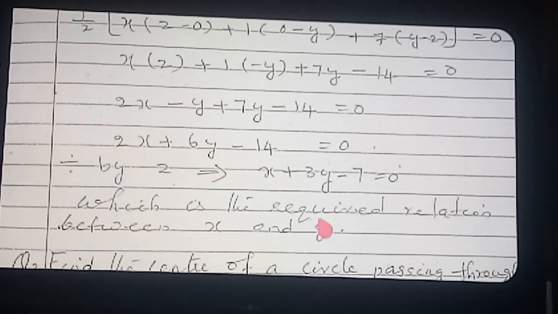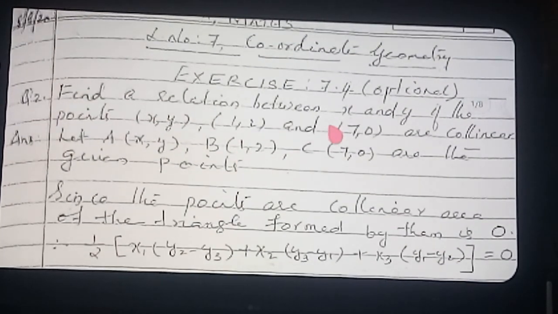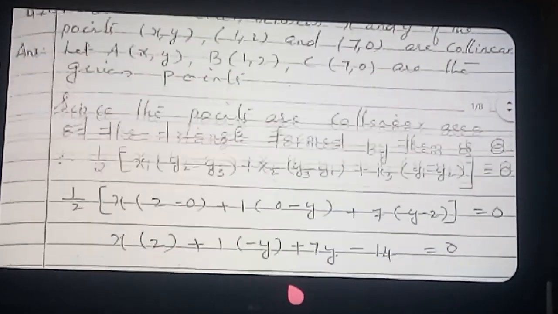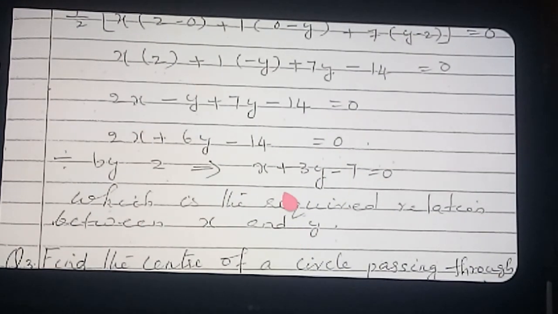How simple the question is. What is the question given? Three points are already given, and you want to find a relation between them. The condition given is that the points are collinear. Since the points are collinear, you directly take the area of the triangle equal to 0. Then you will get the answer easily. So x plus 3y minus 7 equal to 0 is the required relation between x and y.